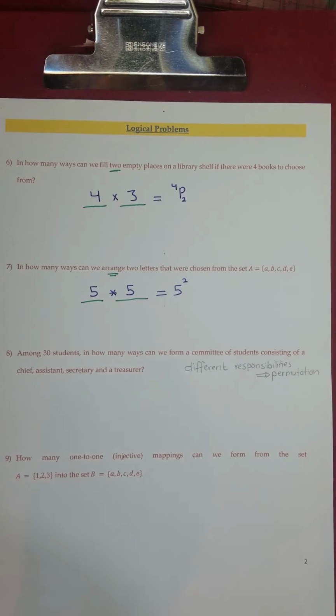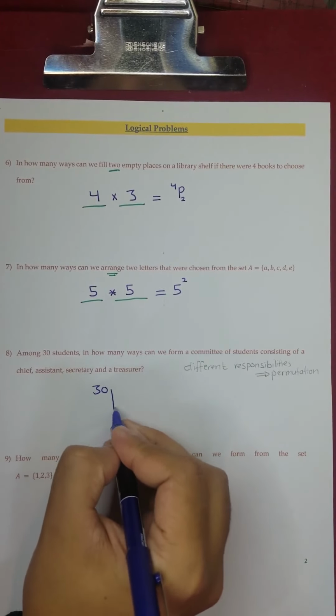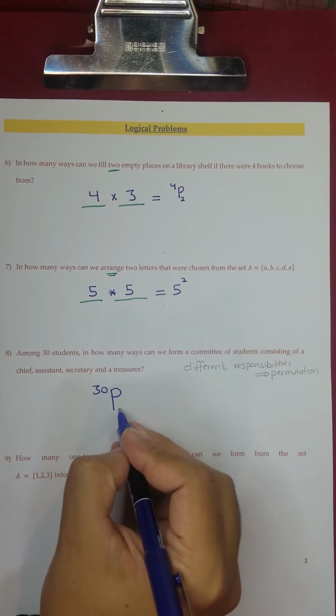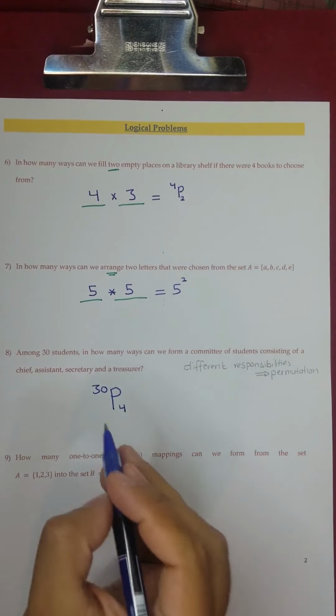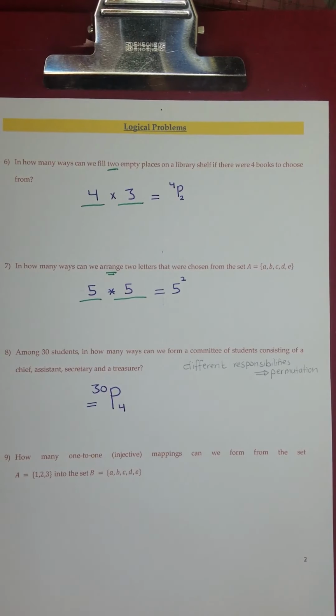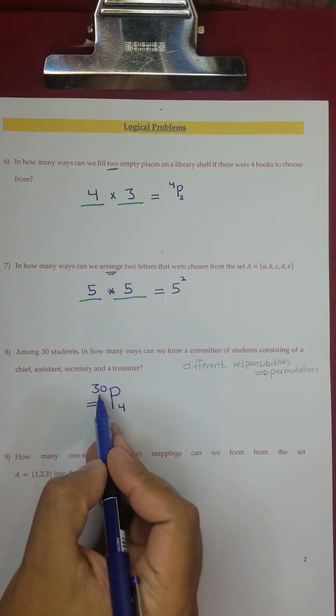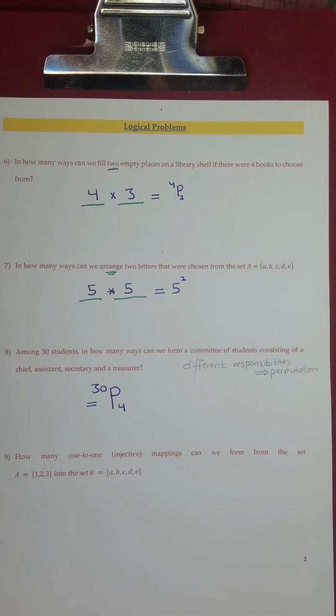And how do we solve a permutation problem? This is easy. There are 30 people, and we want to select and arrange 4: chief, assistant, secretary, and treasurer. So the answer is going to be 30 permutation 4, and that's it. That's the answer because there are 30 students, and we want to select and then arrange 4 students. I hope that this point is clear because this point is really important in the lesson.